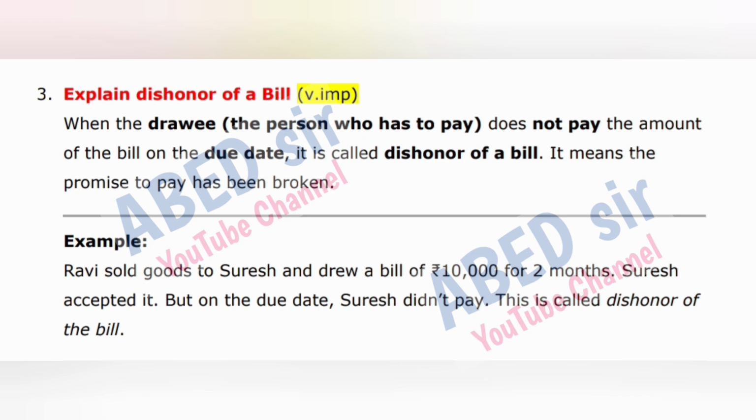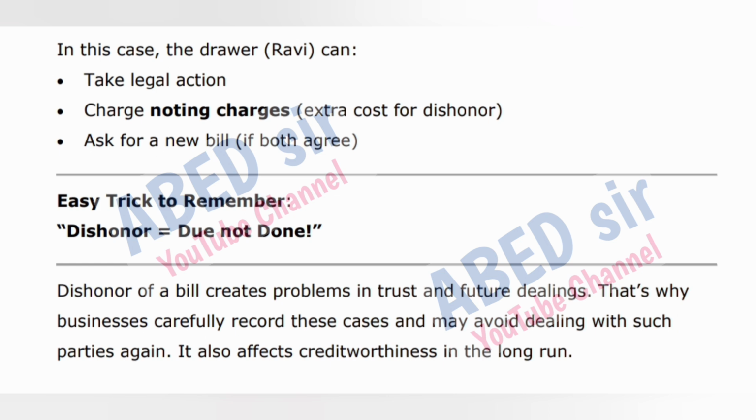Example: Ravi sold goods to Suresh and drew a bill of 10,000 rupees for 2 months. Suresh accepted it. But on the due date, Suresh didn't pay. This is called dishonor of the bill. In this case, the drawer, Ravi, can take legal action, charge noting charges, extra cost for dishonor, ask for a new bill if both agree. Easy trick to remember. Dishonor is equal to due not done.